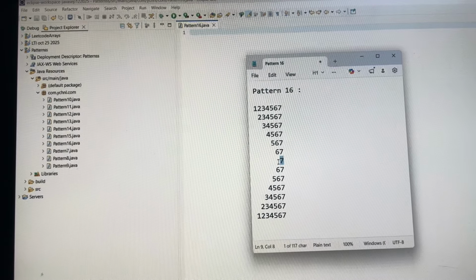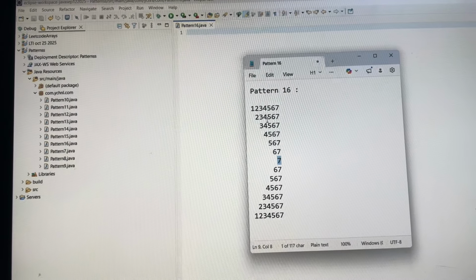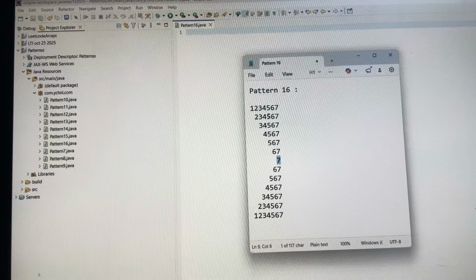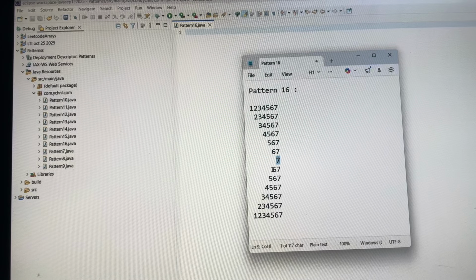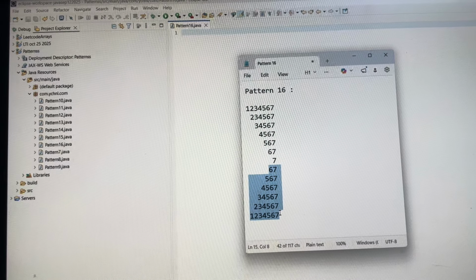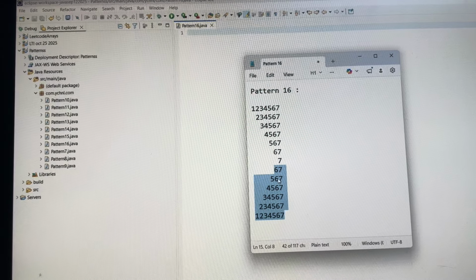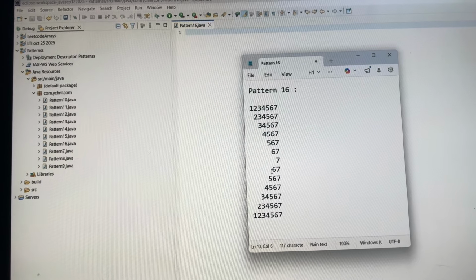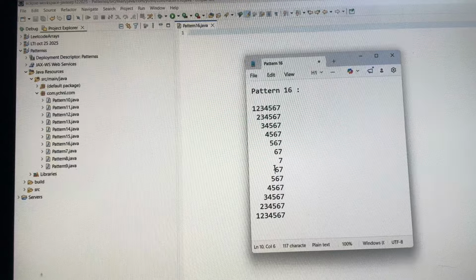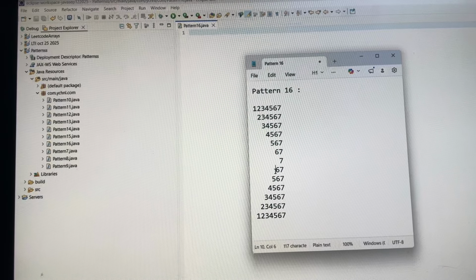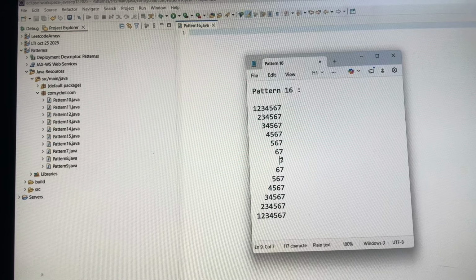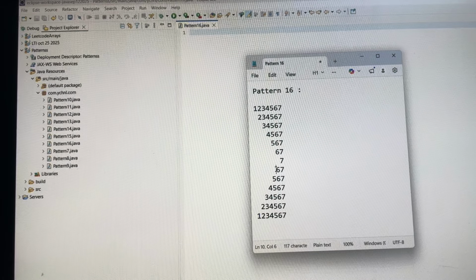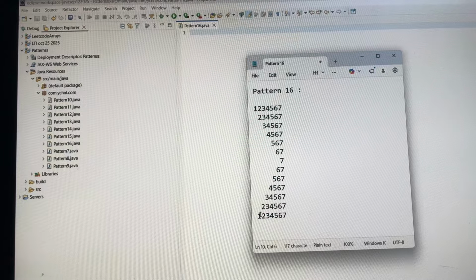This 7 element is already considered in the upper half of the pattern. We need not consider this 7 in the lower half of the pattern. We can consider the pattern from 6 onward. So in the outer loop, 7 is already covered, right? So we have to consider from i equal to n minus 1: 6 5 4 3 2 1.